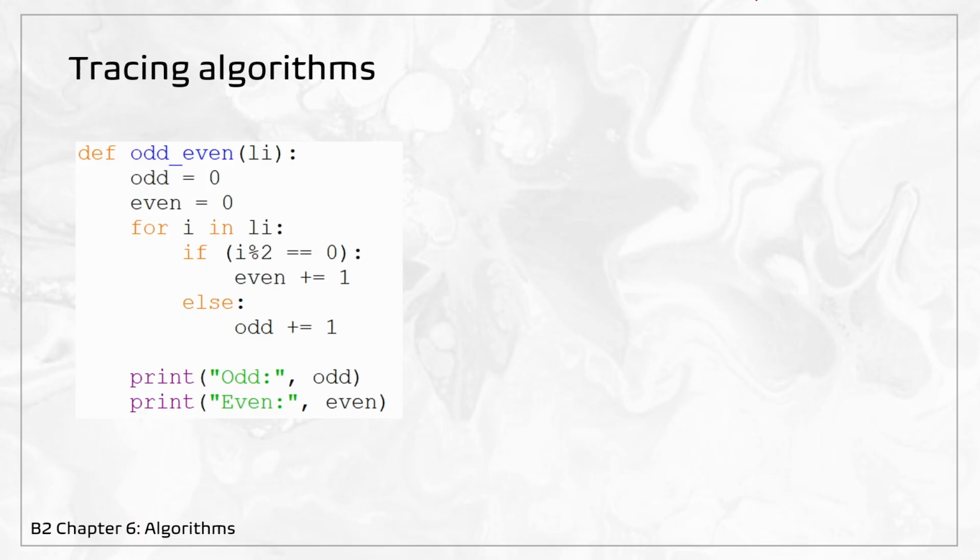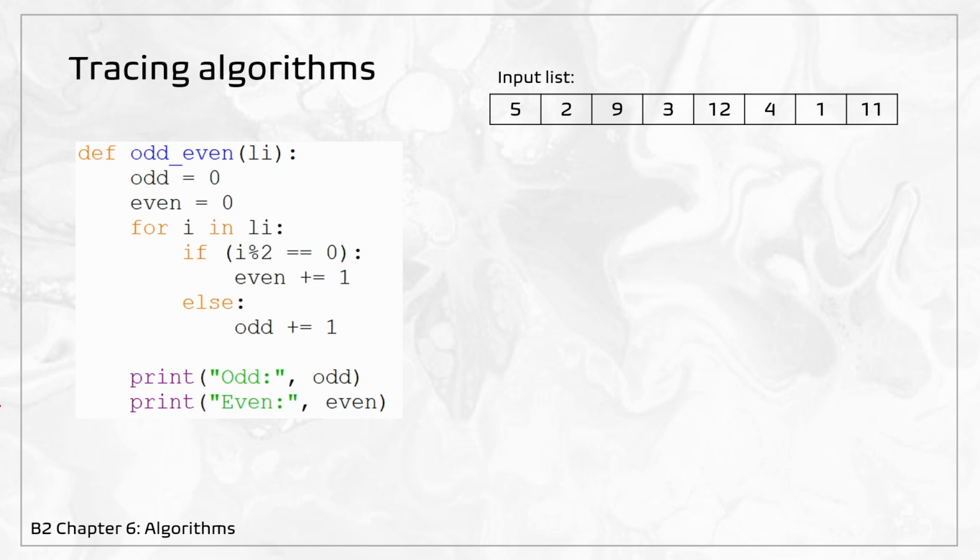We do this using trace tables. Trace tables are just a way to track how an algorithm runs by looking at how the internal variables change over time. Take this algorithm that takes in a list and increments one of two variables depending on whether the list element is odd or even. Let's make a trace table for this algorithm for this input list. In this algorithm, there's three variables. There's the loop variable i, there's also odd, and there's also even. Now, initially, i doesn't have a value, and odd and even start at 0. So we can just fill in the first row like this.